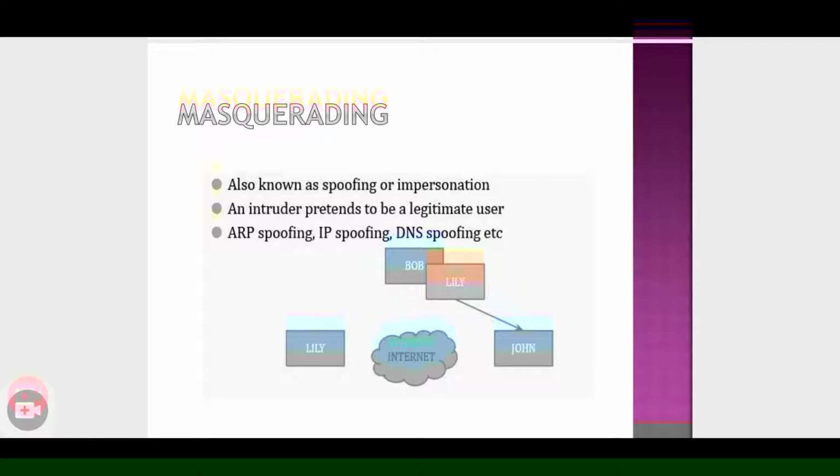You can understand the concept of masquerading very clearly in this figure. You have two legitimate users, Lily and John, connected through the internet. Here the intruder is Bob, but he will act as Lily. He is an illegitimate user. That is masquerading, the second type of active attack.